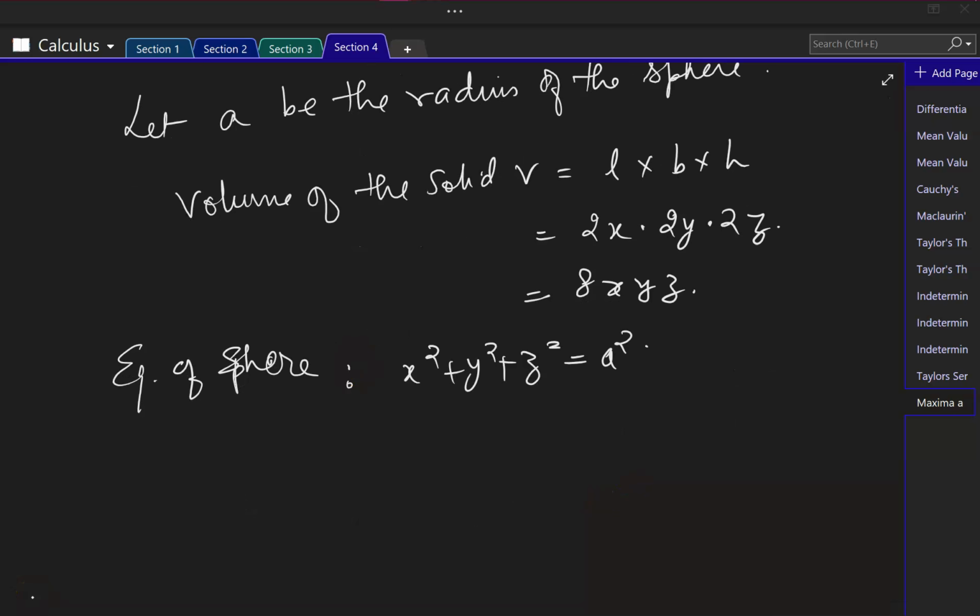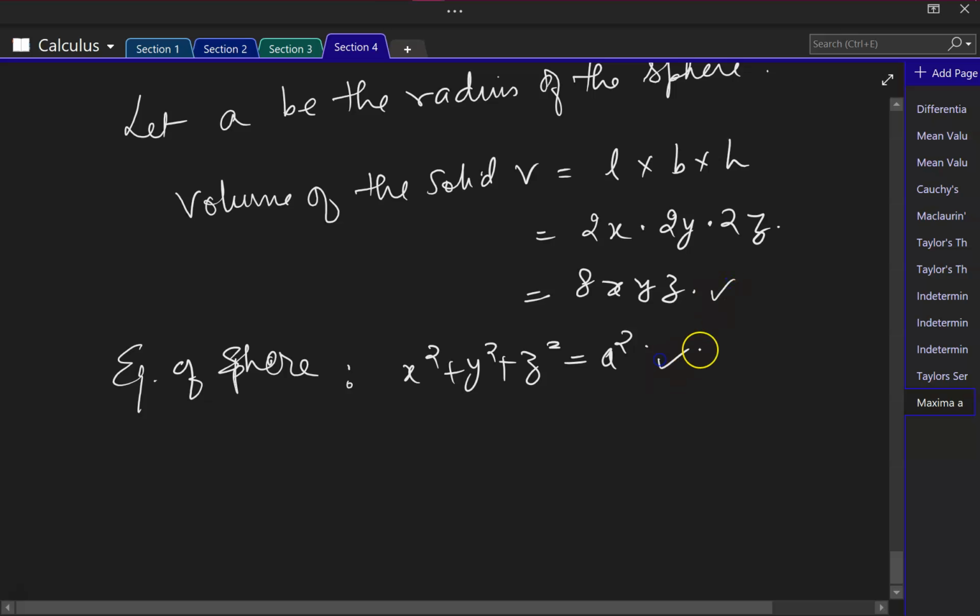Now somehow we have to mix these two up. Solving for both the equations means we have to mix them up, right? So let's take the square of this. You will see what I mean. V square is equal to 8 square x square y square z square. Now let's take one of these and do the substitution.